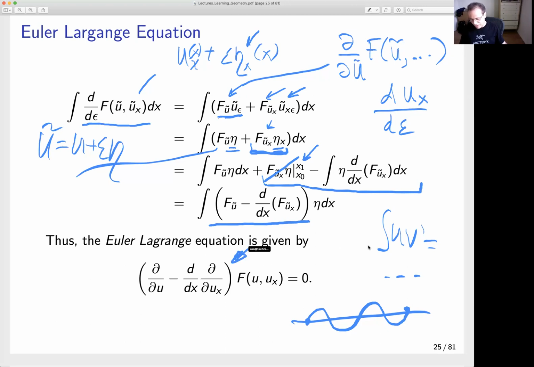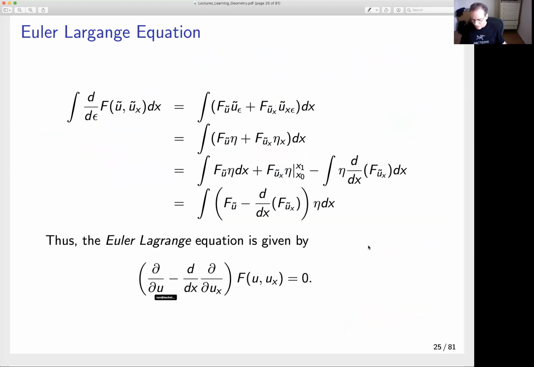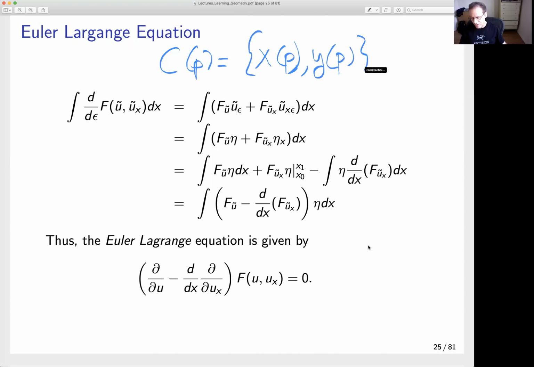Now, let me ask you the following. So again, this is a proof that this is indeed the Euler-Lagrange equation. Now, let me ask you the following question. What would happen if I have my curve C of P as being equal to x of P and y of P? Okay, how would the Euler-Lagrange equation look like?